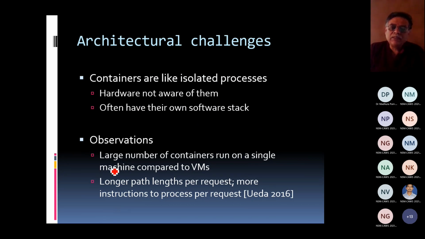Some of the observations that initial studies tend to show is that you'll be running very few VMs on a single physical machine. With containers, you're going to see a large number of containers running, maybe thousands of containers on a single machine compared to VMs. Second is an observation on performance, where an operation which used to take X amount of time now takes more instructions per request.